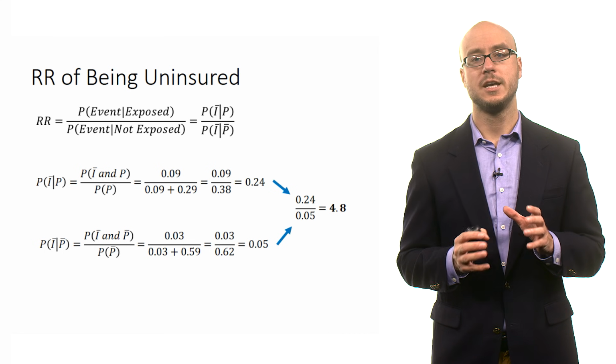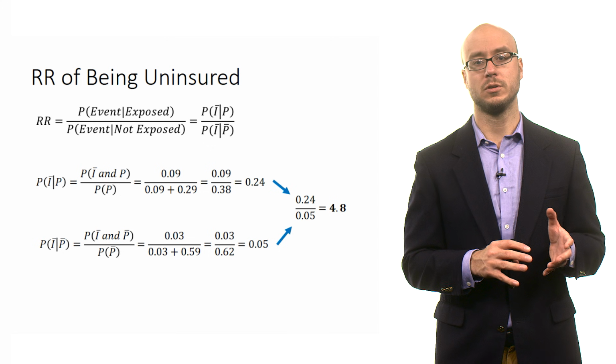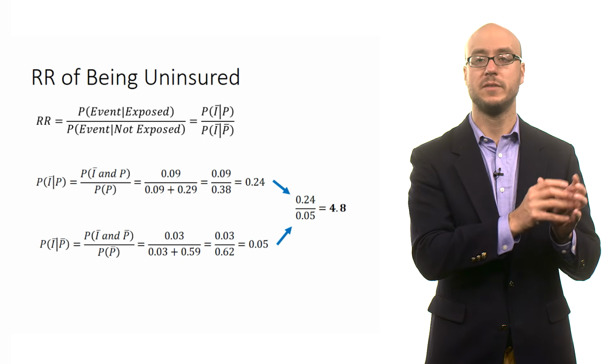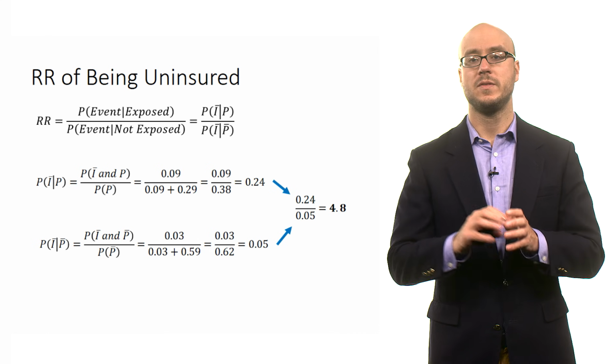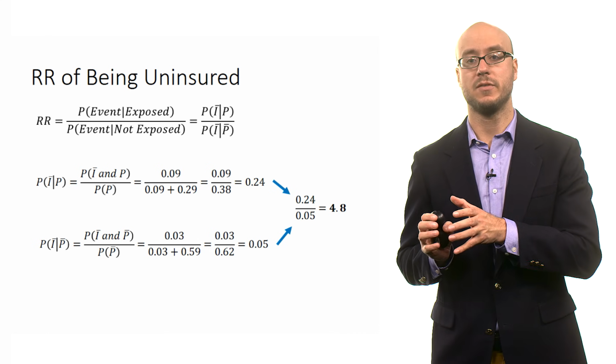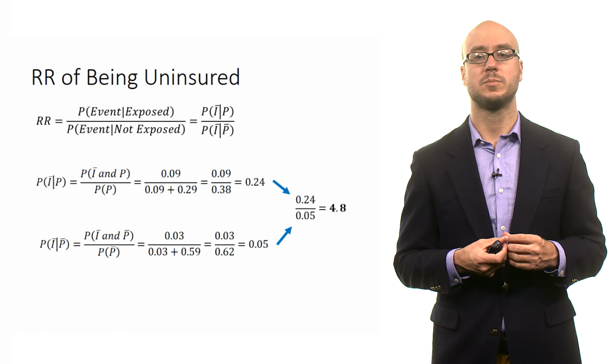All we're doing is calculating the probability of not having health insurance for two groups. The exposure group here consists of those people living in poverty, and the people who are not exposed are those who are not living in poverty. And then we compare these two conditional probabilities.